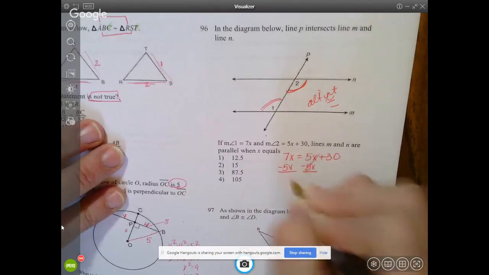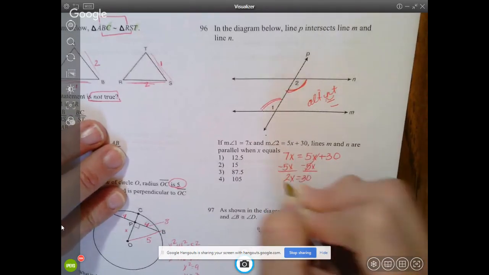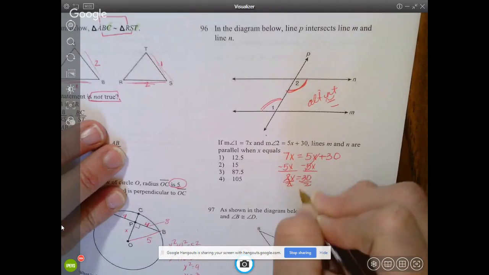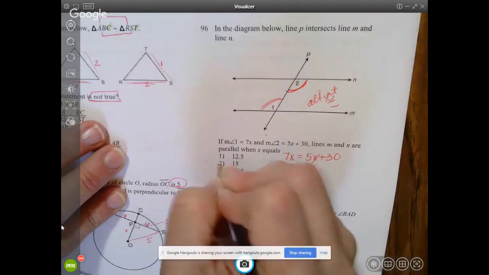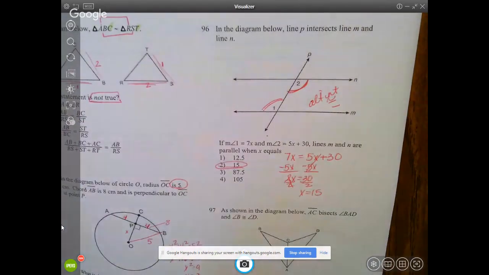We subtract. We divide. And that's it. I know I did that math fast. The main thing is you should know the math for algebra. The main thing is knowing how to use it. Oh, this question was easy.